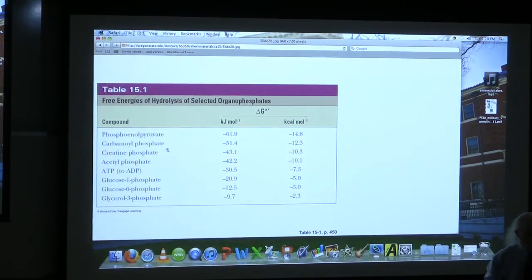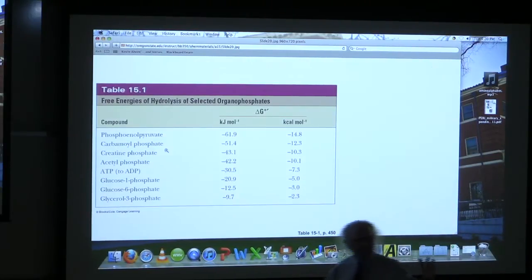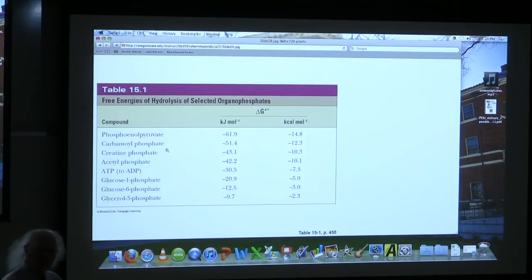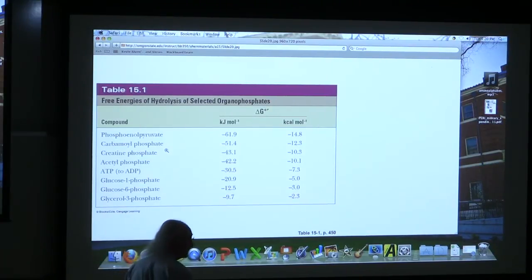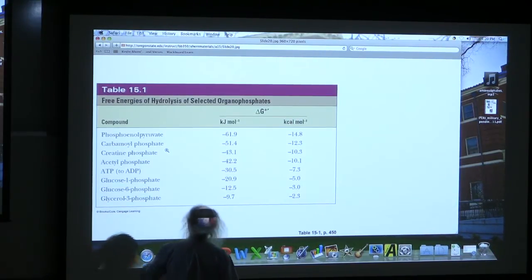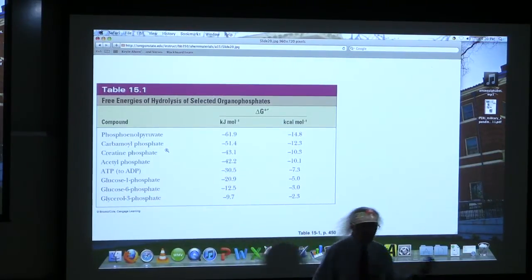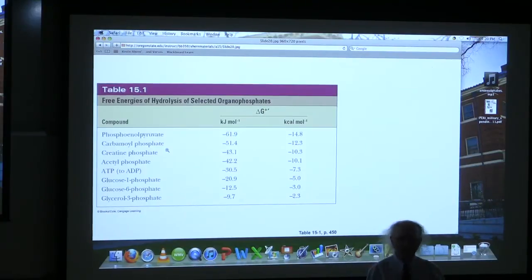A negative delta G value tells us it's going forward, and a large negative delta G value tells us it's going strongly forwards. Well, look at this guy here. ATP's got a lot of energy, but there are things in the cell that have higher energy than ATP.